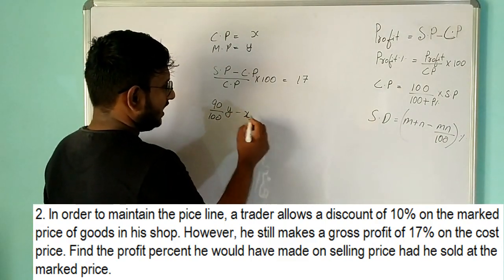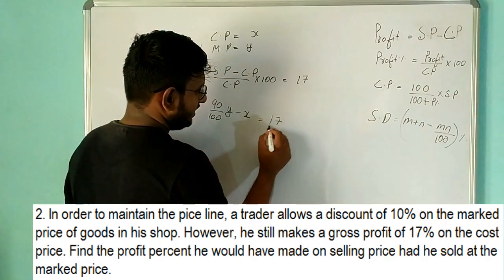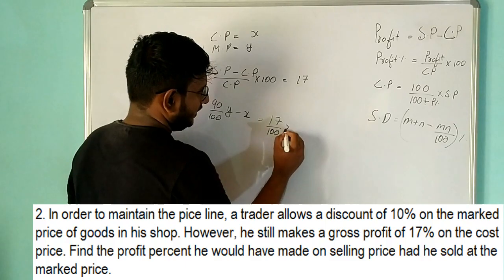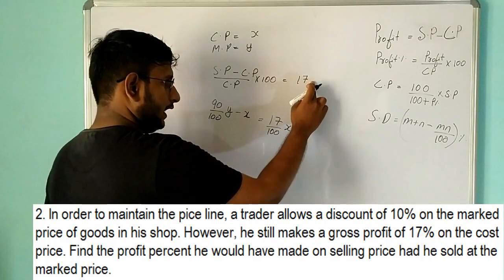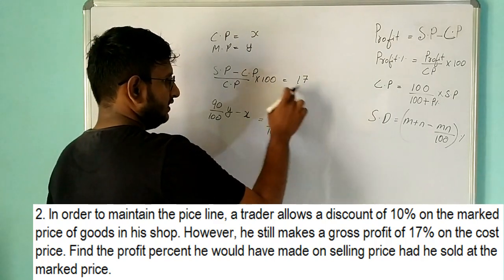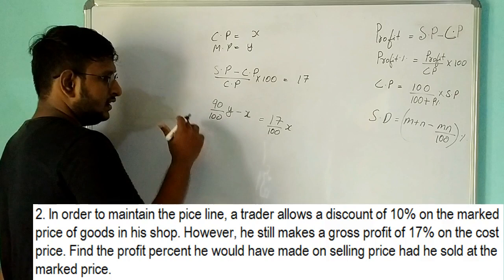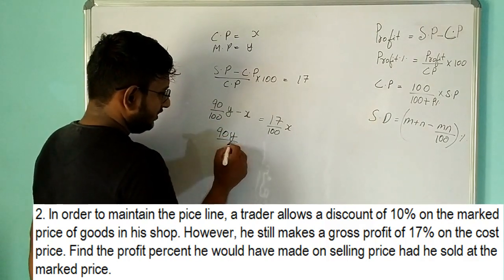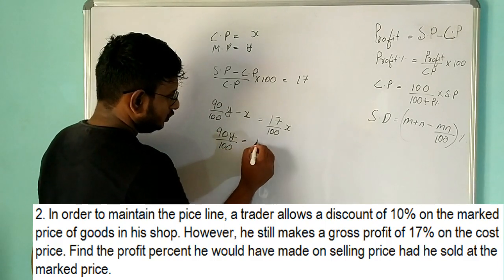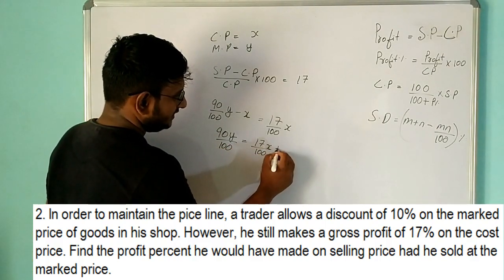And we will have 17 divided by 100, because CP is x. So CP will go to that side and become into x, then 100 will come down. Okay, this is the equation we will have. So we will have 90y divided by 100 is equal to 17x divided by 100 plus x.